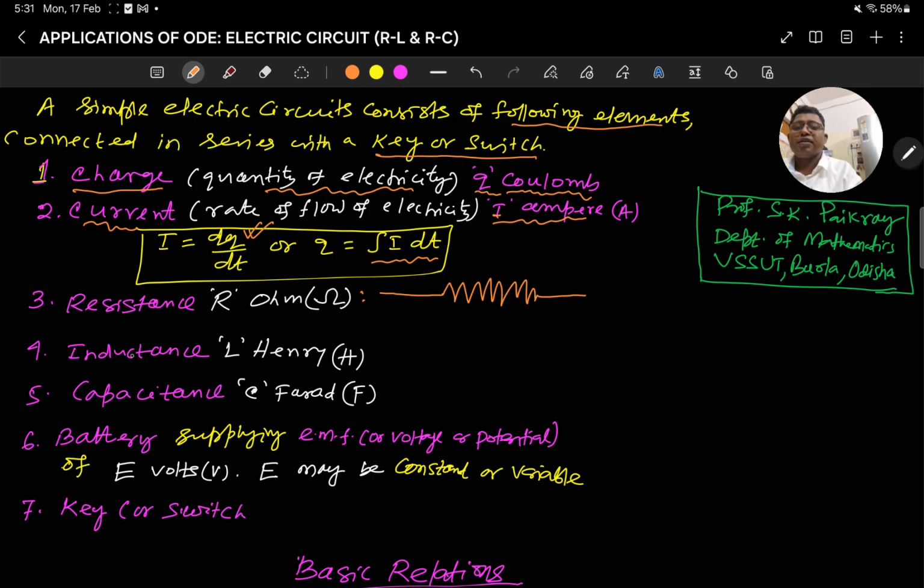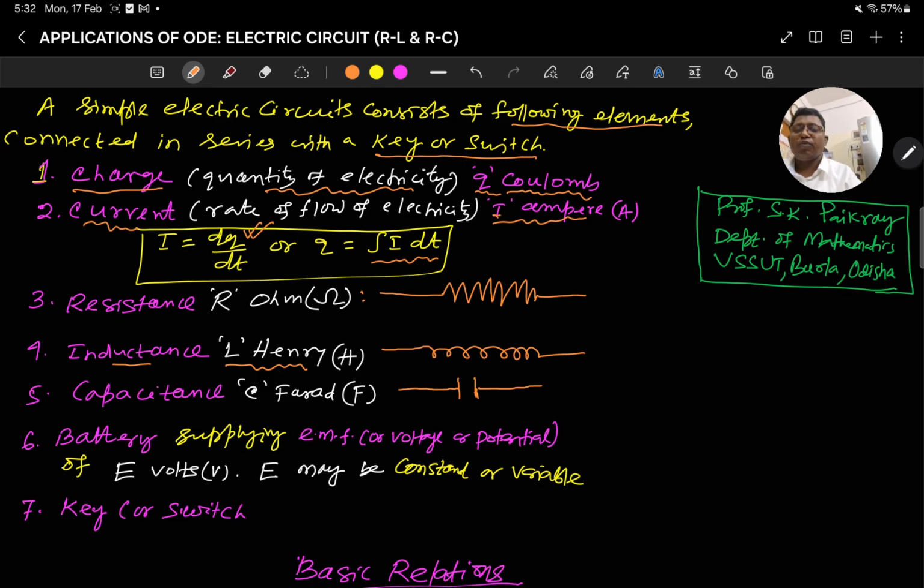And inductance is denoted by L. The unit is Henry. In a circuit, the symbol is like this. It is your inductance in Henry. And the capacitance is C farad. It is denoted like this, two parallel lines. It is the capacitance C farad.